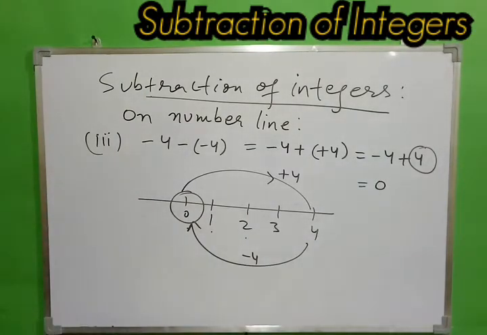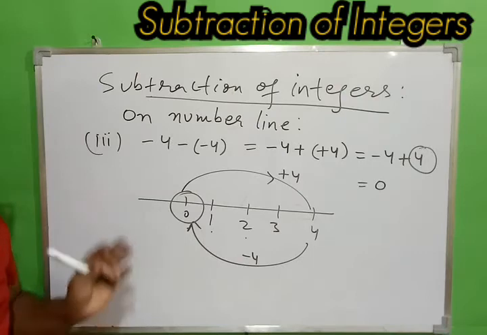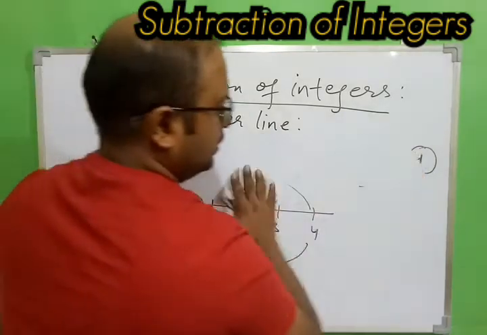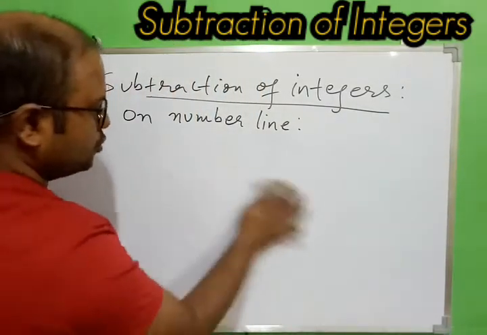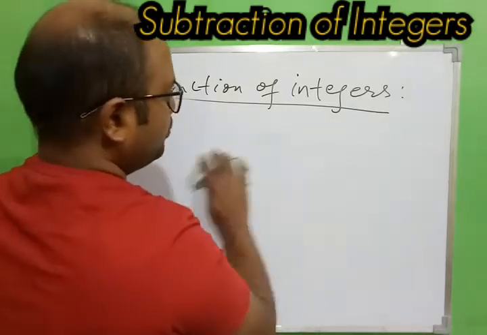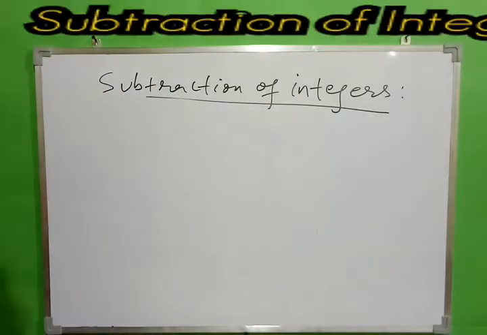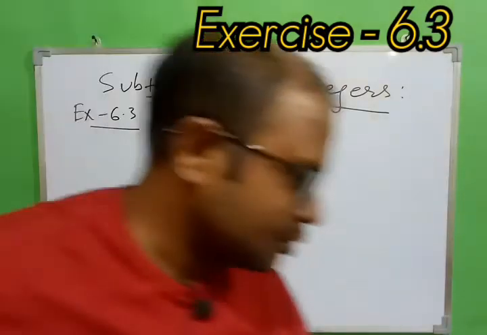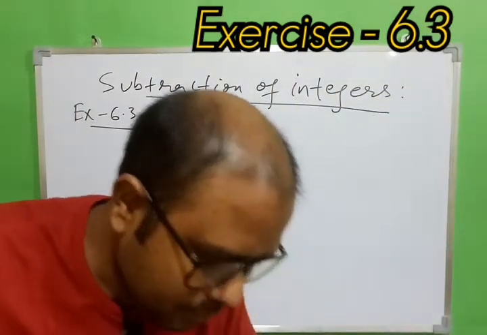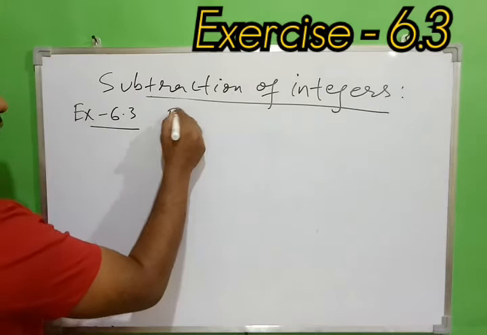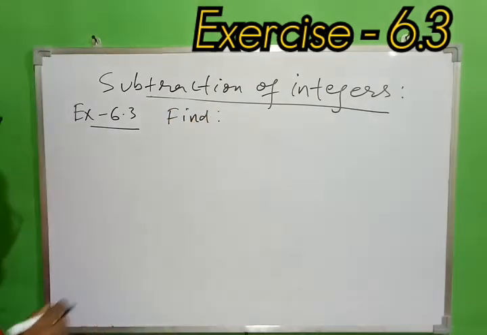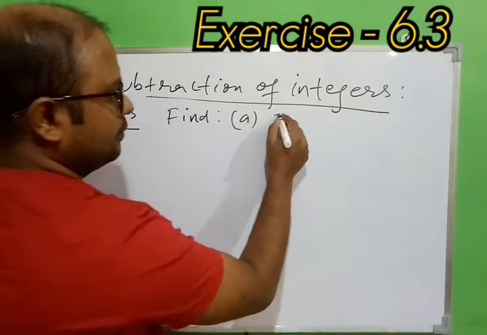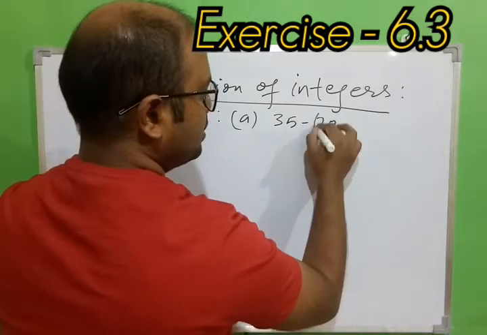I hope you are able to get the concept, that is how to do the subtraction of integers. Let's take some questions from the exercise to understand it properly. I'm going for exercise number 6.3, and I'll take selected questions so that the concepts can be clear. Very first, the question we have, that is find, and A part is 35 minus 20. The 20 is written within the bracket.